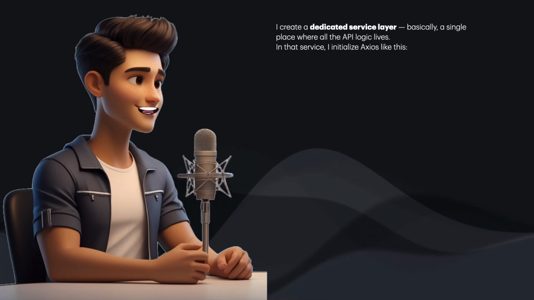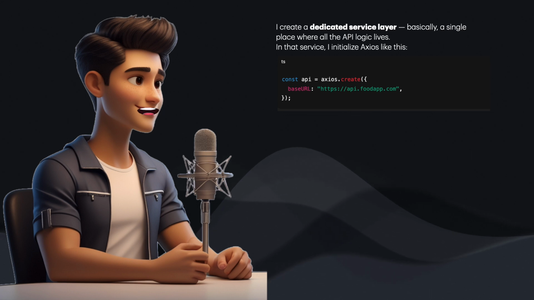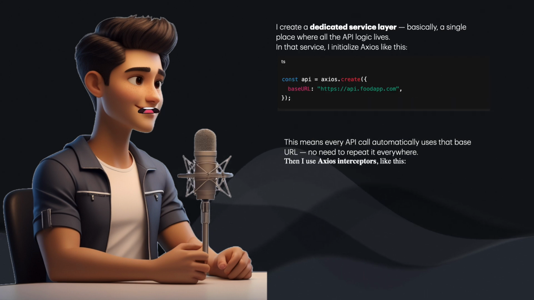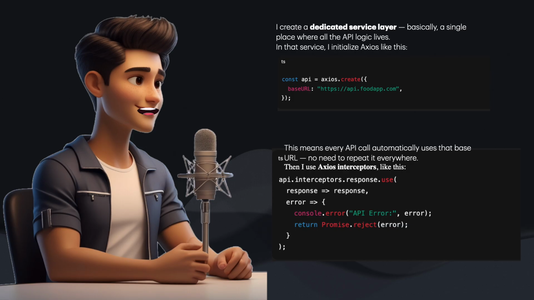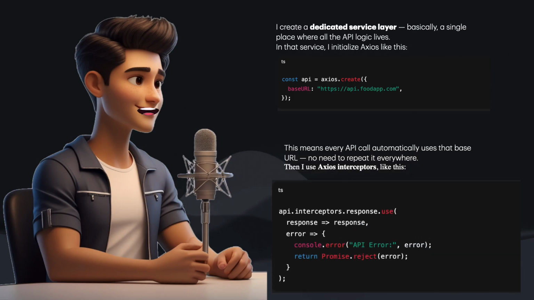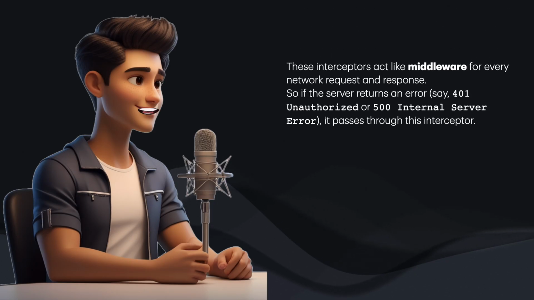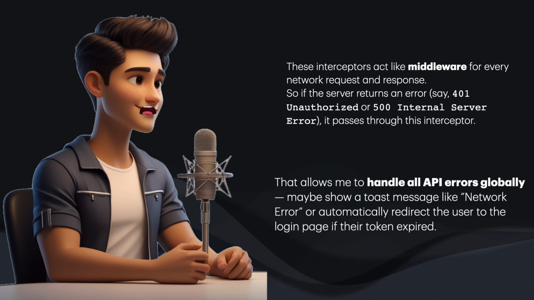Then I use Axios interceptors like this. Now this part is important. These interceptors act like middleware for every network request and response. So if the server returns an error, say 401 unauthorized or 500 internal server error, it passes through this interceptor. That allows me to handle all API errors globally. Maybe show a toast message like network error, or automatically redirect the user to the login page if their token expired. I can also log these errors for debugging, or even track them with monitoring tools later.